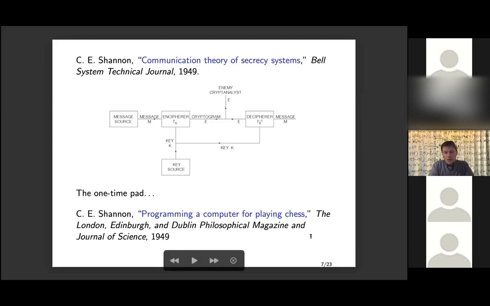And Shannon was a fun guy in the sense that he also worked on things that don't have really any engineering application, but are still important. For example, he is one of the first people to write the computer program for playing chess. And he published this in 1948, as you can see.